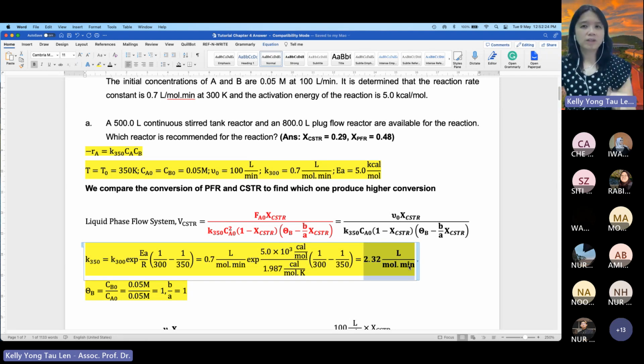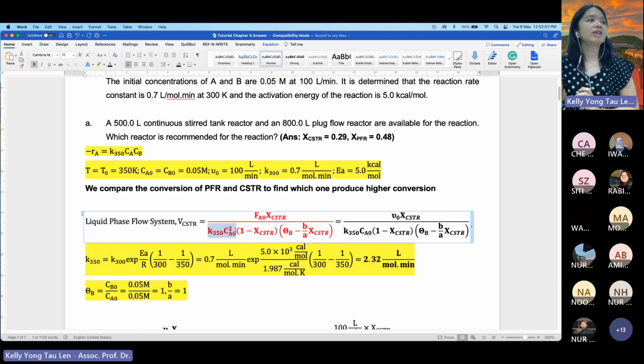As I always mentioned previously in class and tutorial, the K value will increase with temperature. So K at 300 Kelvin is 0.7, and you can see at 350 the K value is 2.32. When you calculate the value of K and you see that K increases with temperature, most likely your answer is correct. So done, we have the K value. CA0 we already know, CA0 is given as 0.05 from the question. So I can replace CA0.